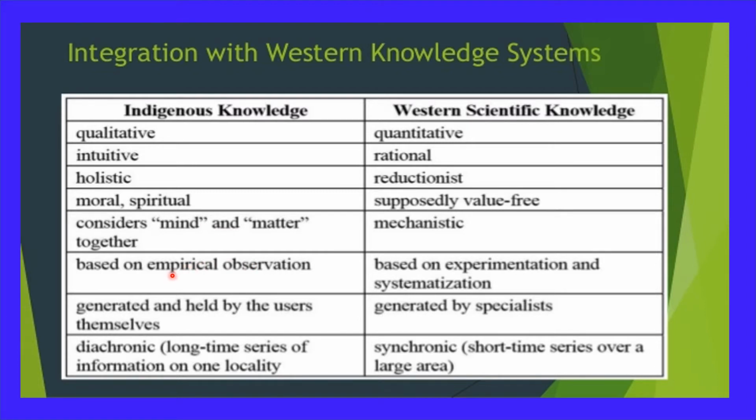Indigenous knowledge is based on empirical observation. Western scientific knowledge is based on experimentation and systematization. Indigenous knowledge systems are generated and held by the users themselves. Western scientific knowledge is generated by specialists. The indigenous knowledge system is diachronic, a long time series of information on one locality. The Western scientific knowledge system is synchronic, a short-term series over a large area. This is the difference between the indigenous or traditional knowledge system and the Western or scientific knowledge system.